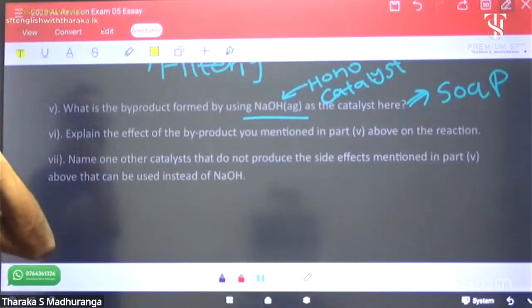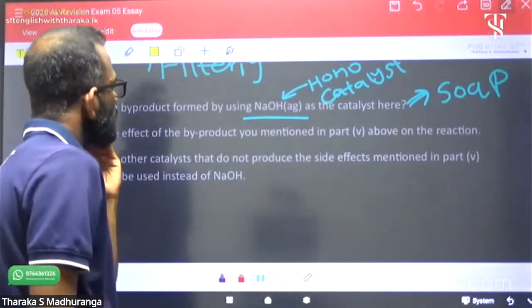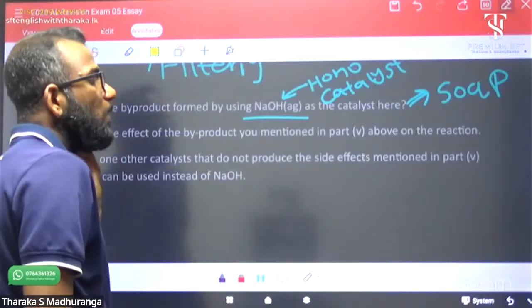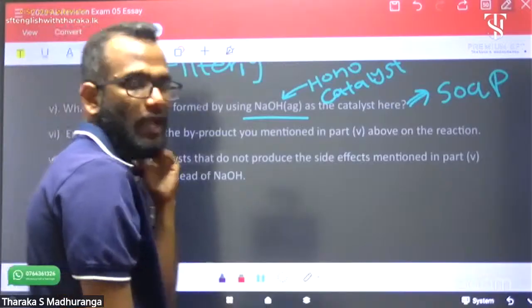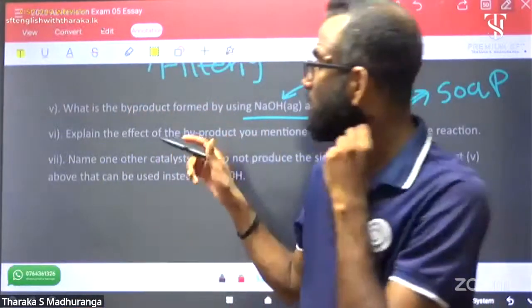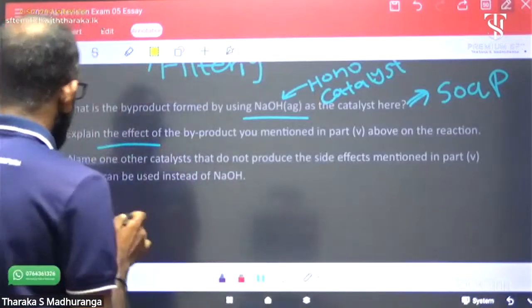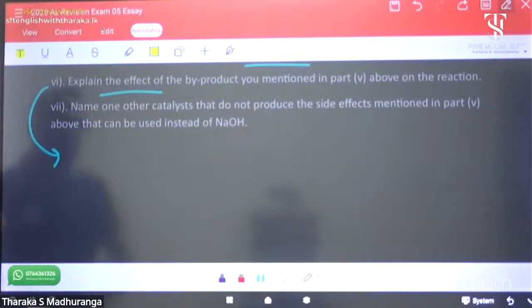Explain the effect of the byproduct you mentioned in the previous part on the reaction. That means soap. Explain the effect. Okay, what happened? I write here.